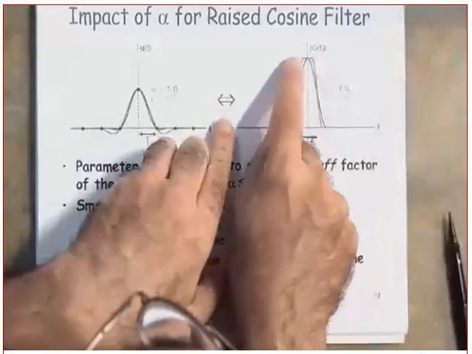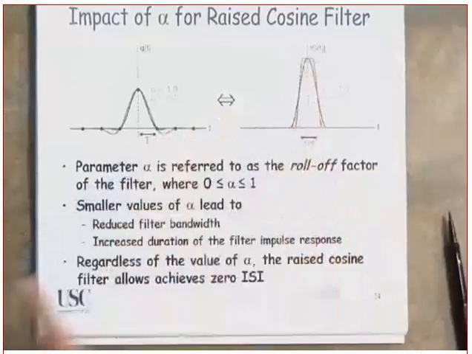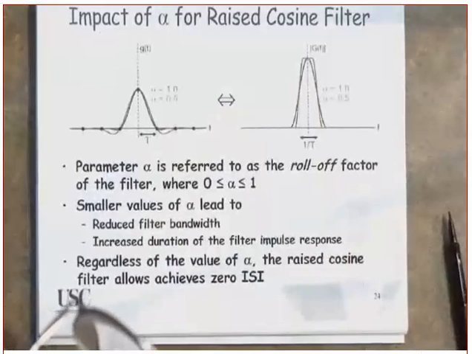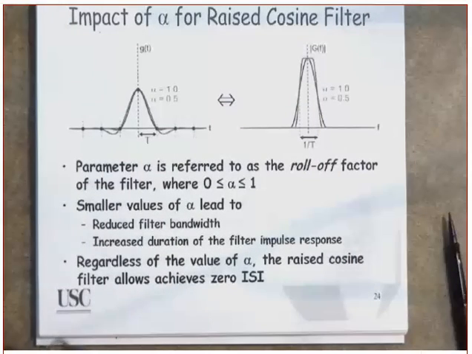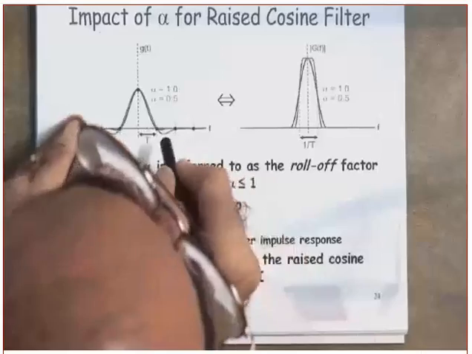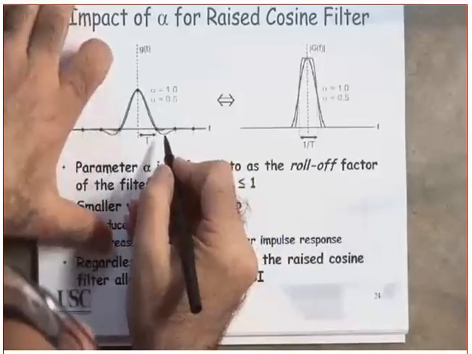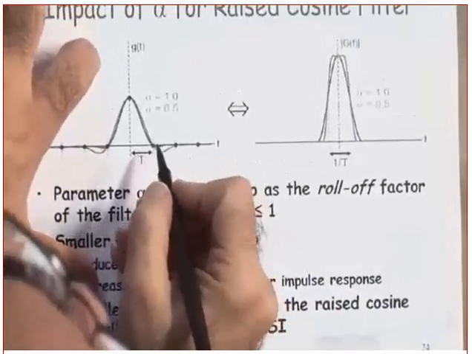This one here is the ideal filter. Clear? Of a bandwidth of 1 over T, which is the symbol rate. Clear? Again, I want you to see this. Can you zoom in, please, a little bit? Okay. More.